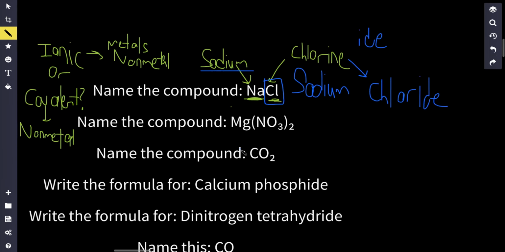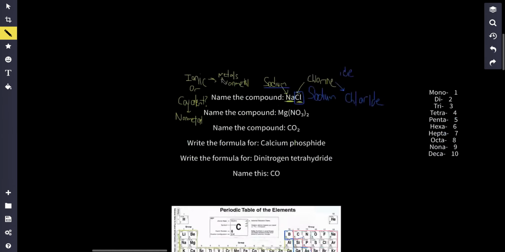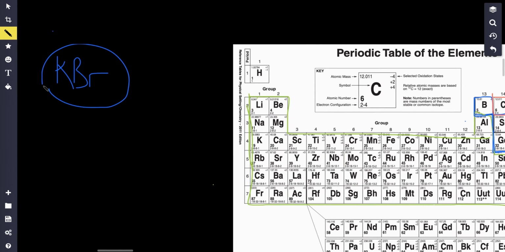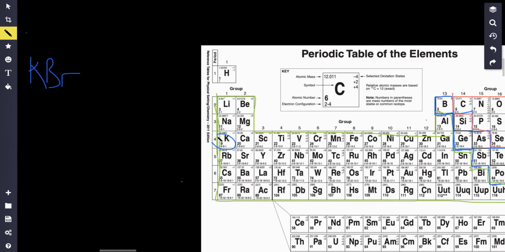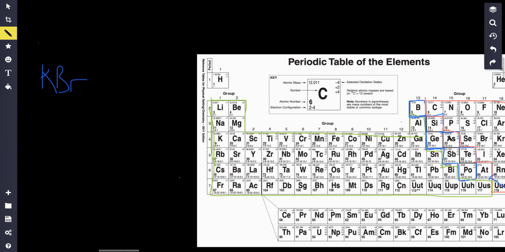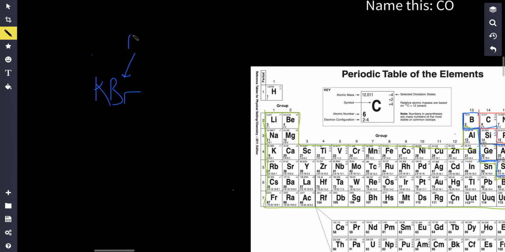Let's do another example. I'm just going to give a couple more examples. So let's say KBr. Name this ionic compound right over here. K is potassium, Br is bromine. So remember that this is bromine right over here, and the K represents potassium.